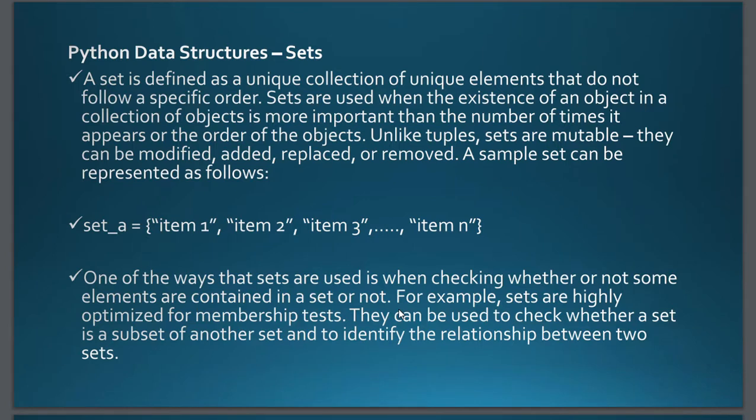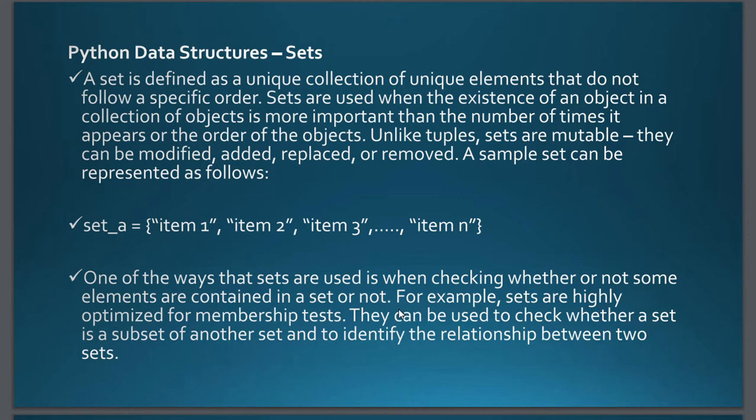Sets. A set is defined as a unique collection of elements that do not follow a specific order. Sets are used when the existence of an object in a collection of objects is more important than the number of times it appears or the order of the objects. And unlike tuples, sets are mutable. They can be modified, added to, replaced, or removed.